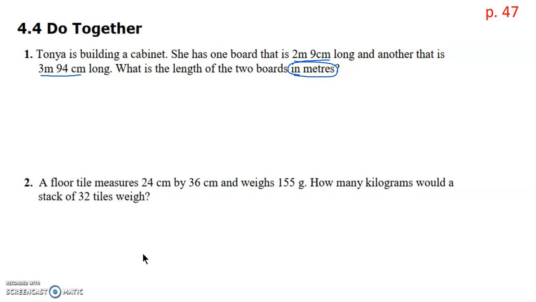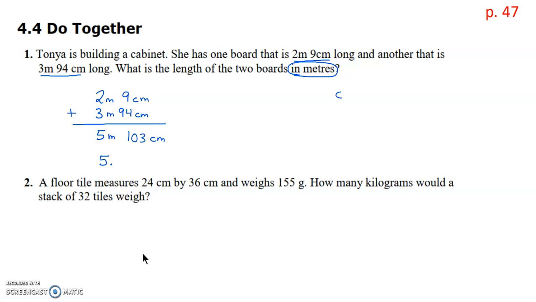But I'm going to take the 2 meters and the 9 centimeters, and I'm going to add this. Because it wants the length of both boards, then I know that I need to combine both boards. So I'm going to be adding the numbers separately. I'm going to be adding the centimeters with the centimeters and the meters with the meters. So 94 plus 9 is 103 centimeters, and 2 plus 3 is 5 meters. So I know that I have 5 meters, so this is going to be 5 point something, and the 103 centimeters I'm going to convert.